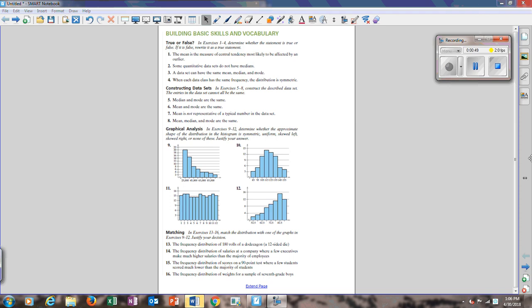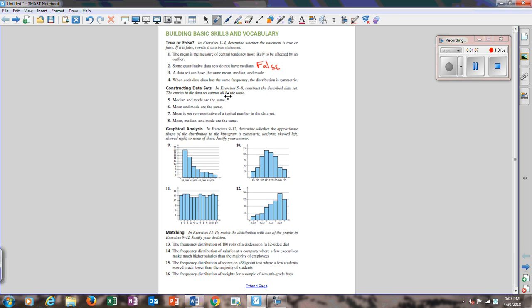So number two, some quantitative data sets do not have medians. That is false. That's because we can always put quantitative data sets in order. And if we put it in order, then there's a middle number.